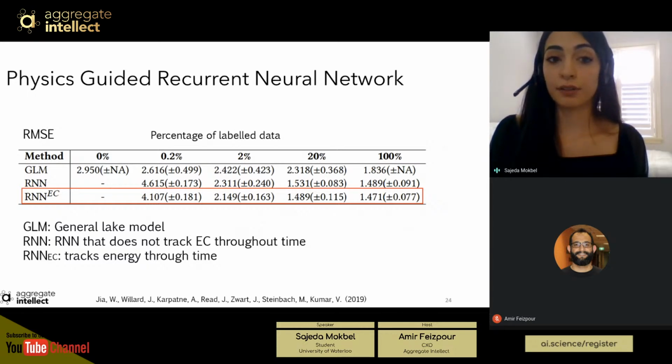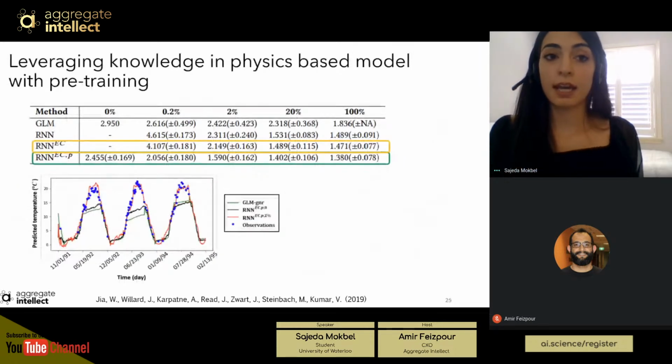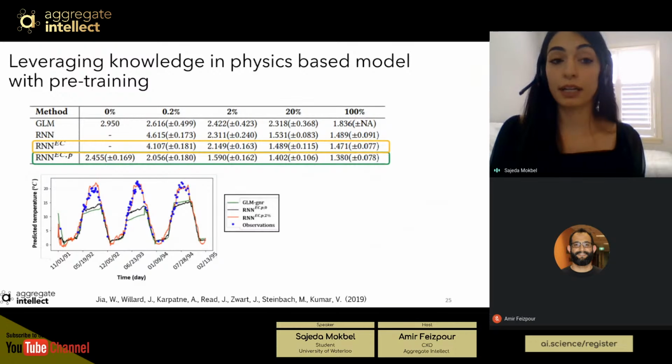So the percentages that you see at the top is the percentage of labeled data. So how much of these observed quantities do we actually put in? And you can even see just with 2% of the data labeled, it already has much better prediction. So that's pretty cool. And then they also do something else. They also try to pre-train the models with simulated data.